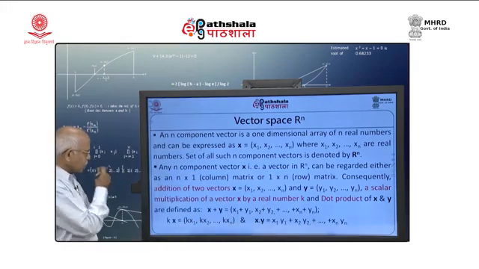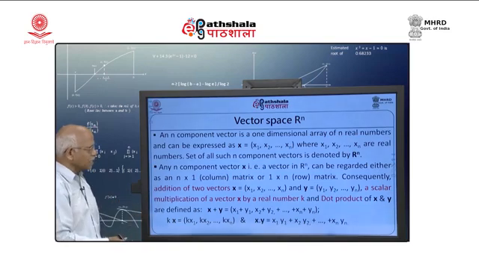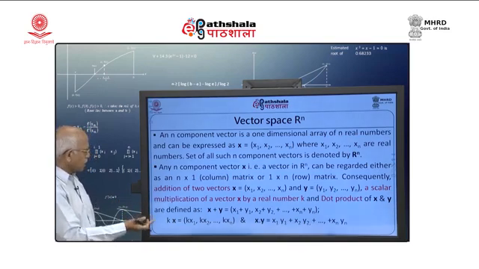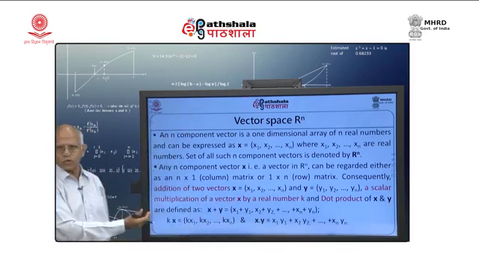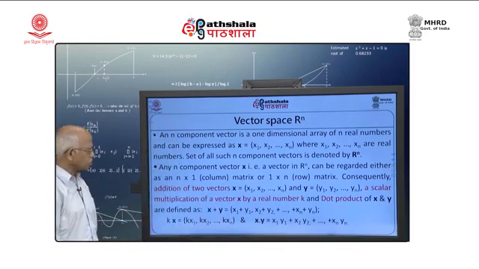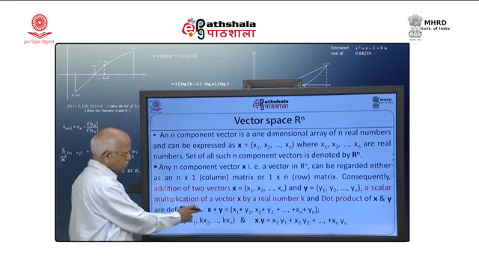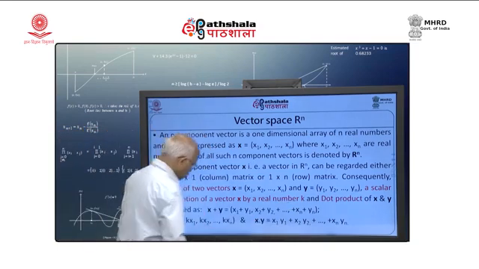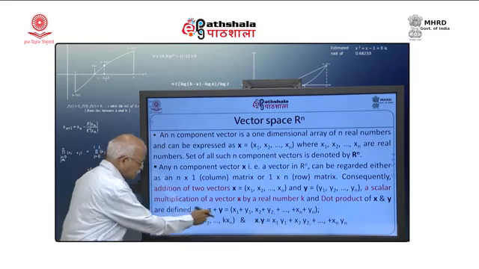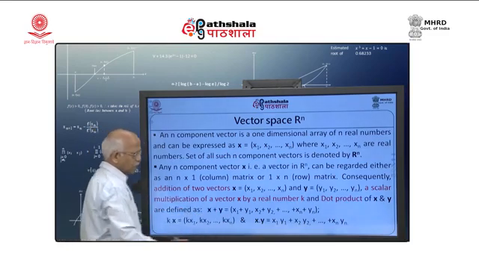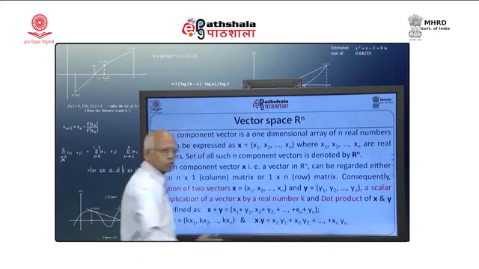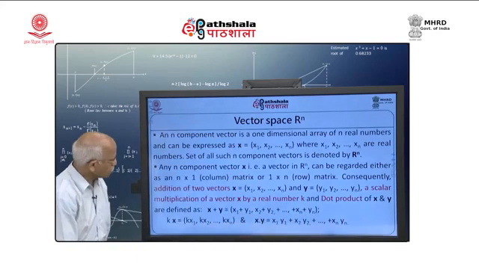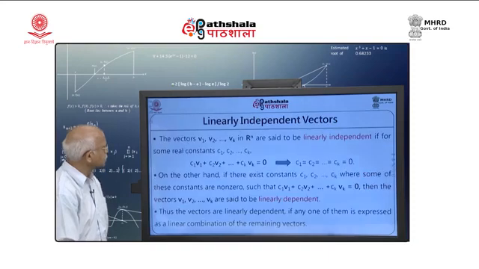Consequently, addition of two vectors x bar and y bar and scalar multiplication of vectors can be defined just as in matrices. So, addition will be just element by element addition, scalar multiplication is element by element scalar multiplication, and the dot product is nothing but element by element product, and then addition of all those products. So, this is what I will get as the dot product.